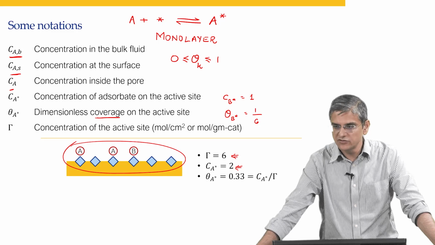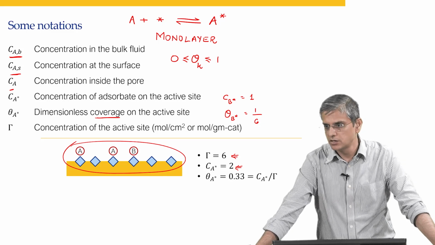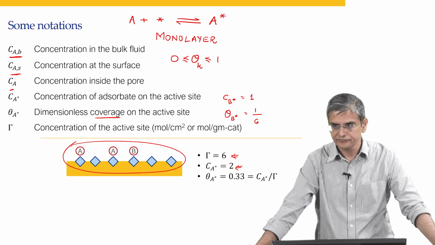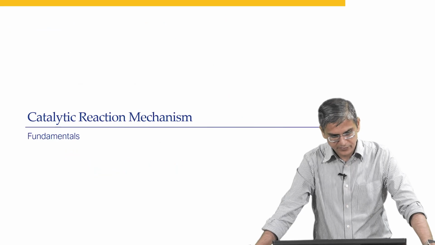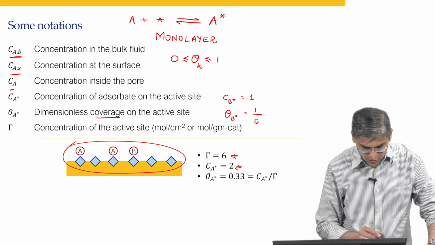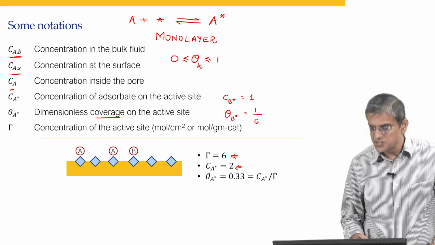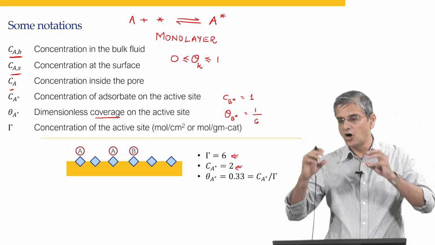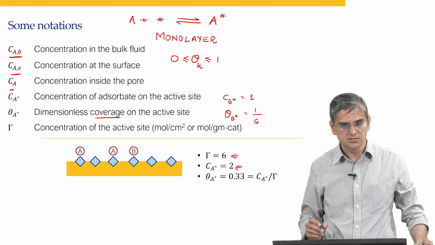There cannot be negative values, there cannot be values greater than 1. There is one more thing which we are not going to consider. Some of the species might adsorb not on one site but on two sites.